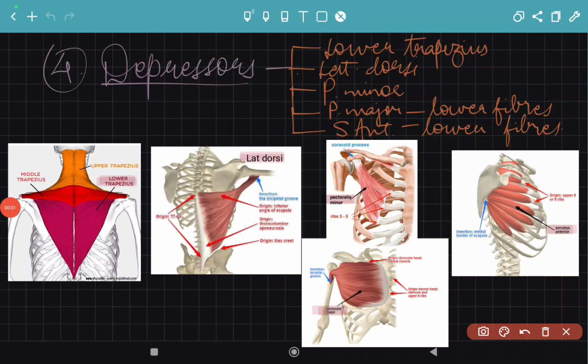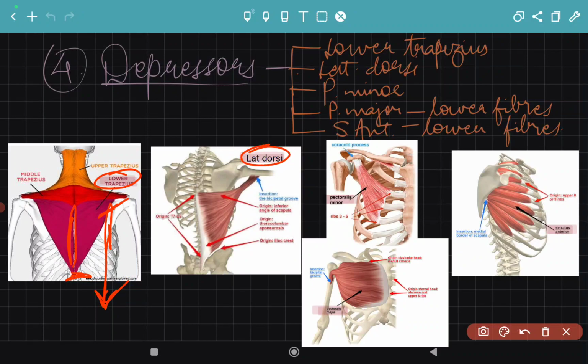Depressors of the scapula. Depression of the scapula is done by the lower trapezius, latissimus dorsi, pectoralis minor, pectoralis major lower fibers and serratus anterior lower fibers. The lower trapezius, as we have seen earlier, originates from here ending at T12 and has its attachment on the spine of the scapula and acromion process. Hence it also does depression of the scapula.